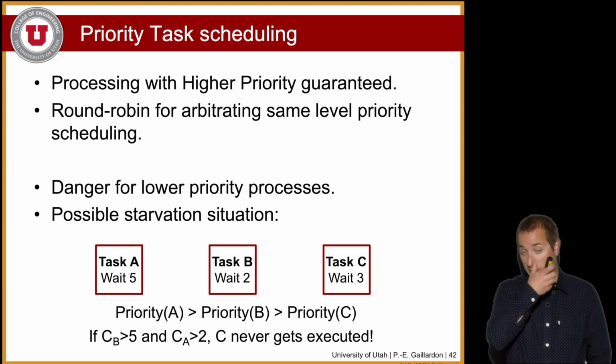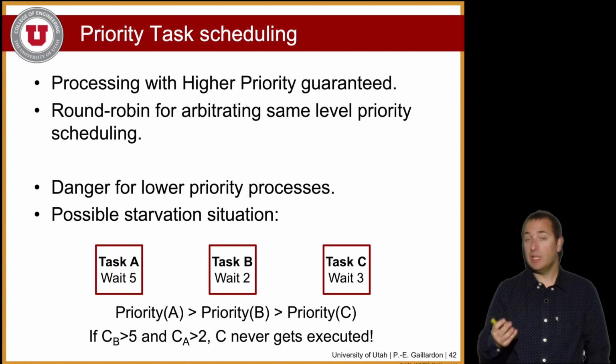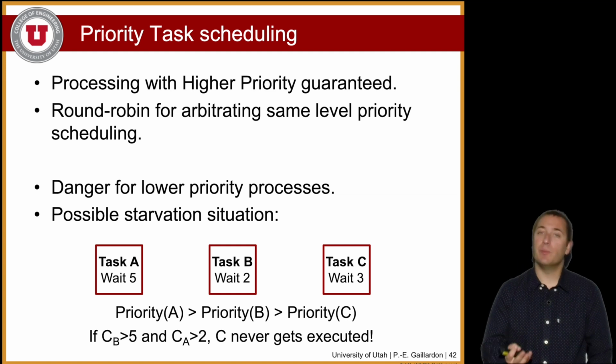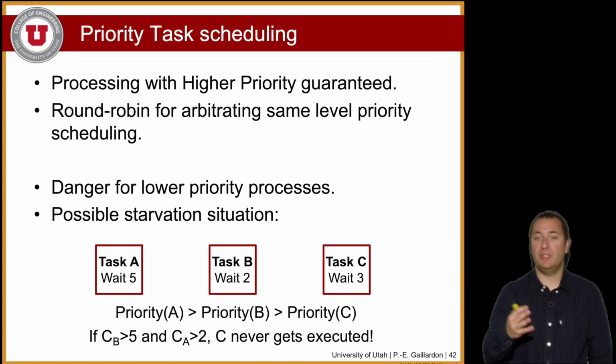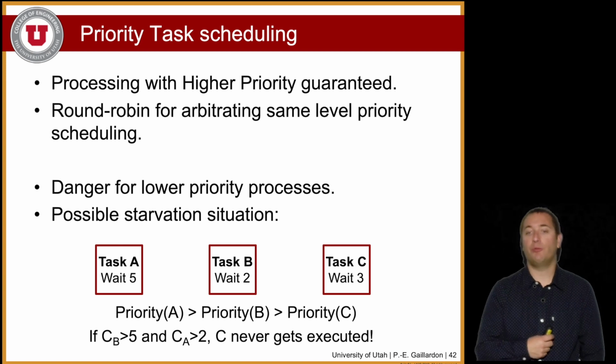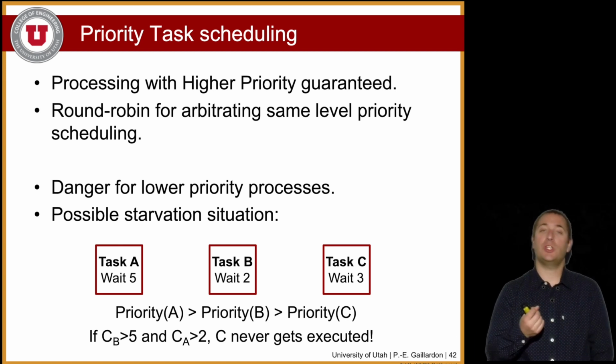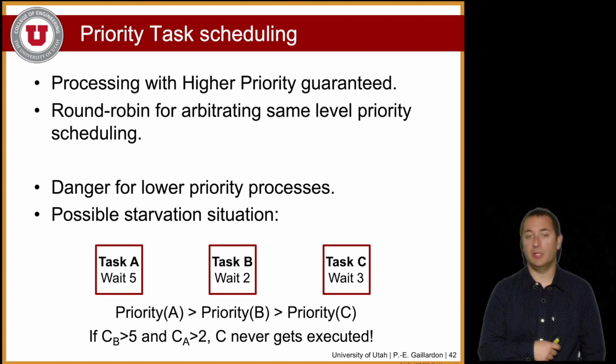Depending on which task model you're using, you'll be able to have different capabilities to implement your system. One of the first real-time operating system schedulers is the priority task scheduling. So you will do some processing with higher priority guaranteed. And as I said, round robin is used for arbitration for same-level priority scheduling.